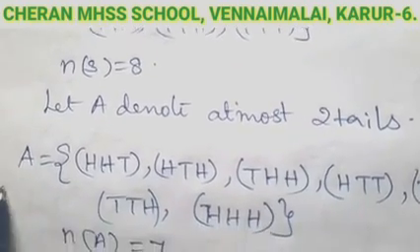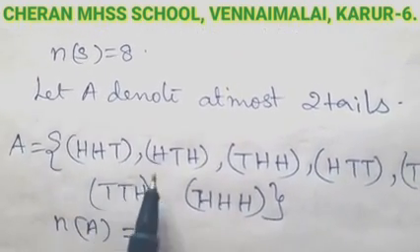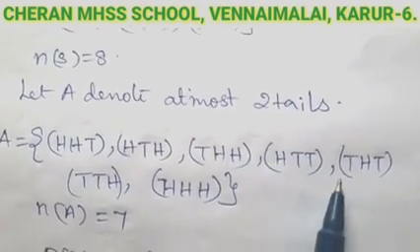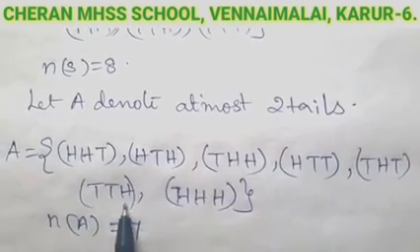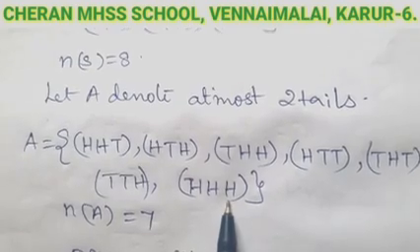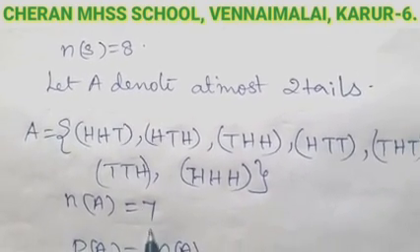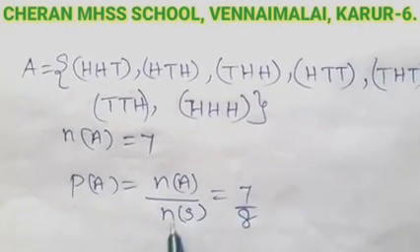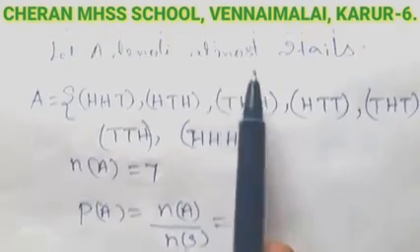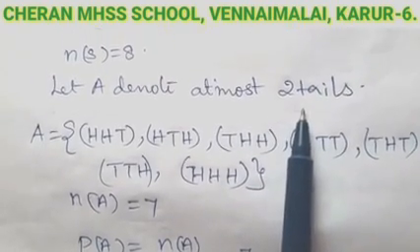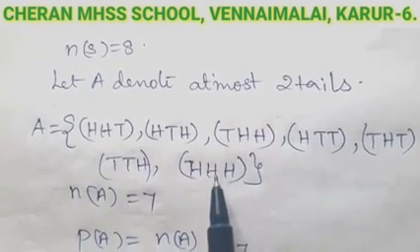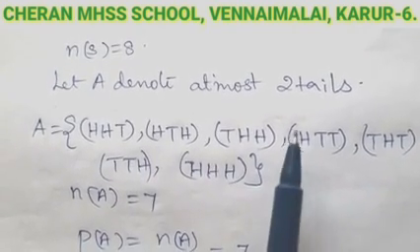So we write A is equal to HHT, HTH, THH, HTT, THT, TTH, HHH. There is no tail at all, we can take this. So N of A is equal to 7. P of A is equal to N of A by N of S, that is equal to 7 by 8. So at most 2 tails means to the maximum there can be 2 tails. Minimum 1 or there cannot be any tail, but there should not be 3 tails.